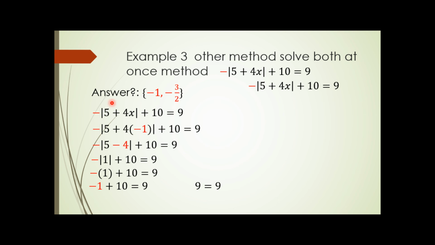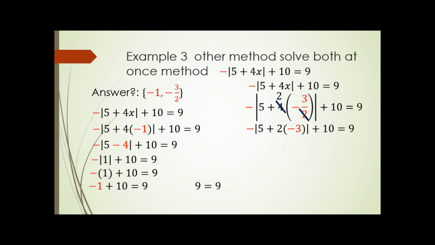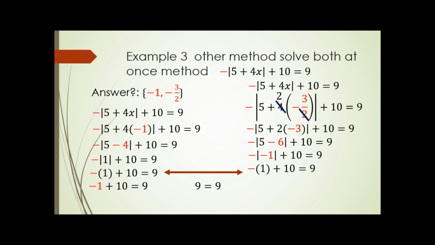So let's go ahead and plug in the negative 3 halves. All right, and we're going to do that over here. So it's going to be negative, the absolute value of 5 plus 4 times negative 3 halves, plus 10. So we need to evaluate what's on the inside first. So we can see we're left with 2. So 5 plus 2 times negative 3. Well, 2 times negative 3 gets us a negative 6. 5 minus 6 gives us a negative 1. And the absolute value of negative 1 is still 1 unit away from 0, gets us 1.